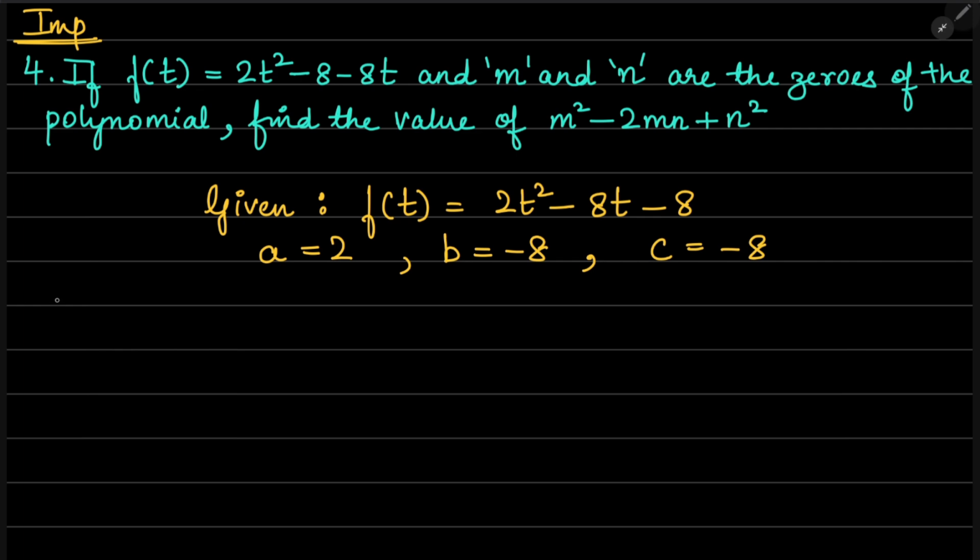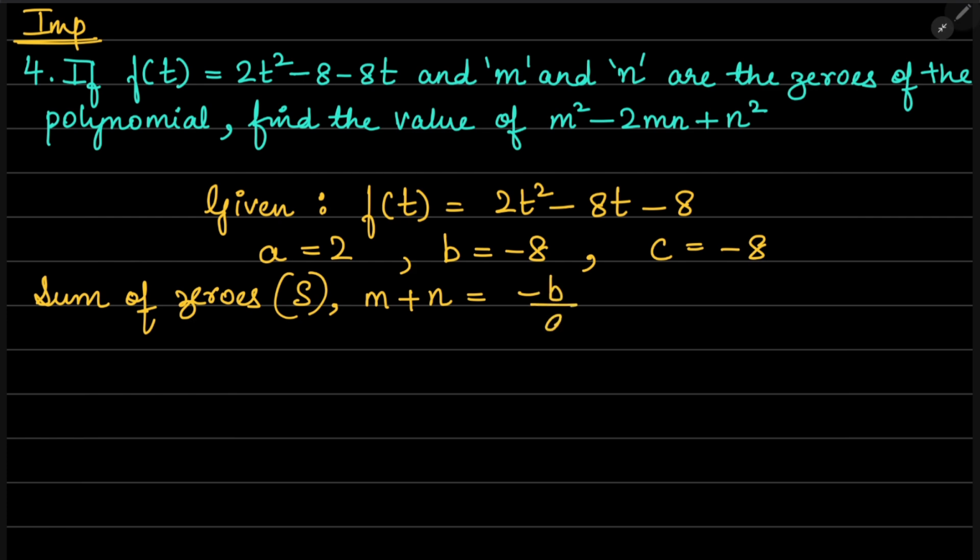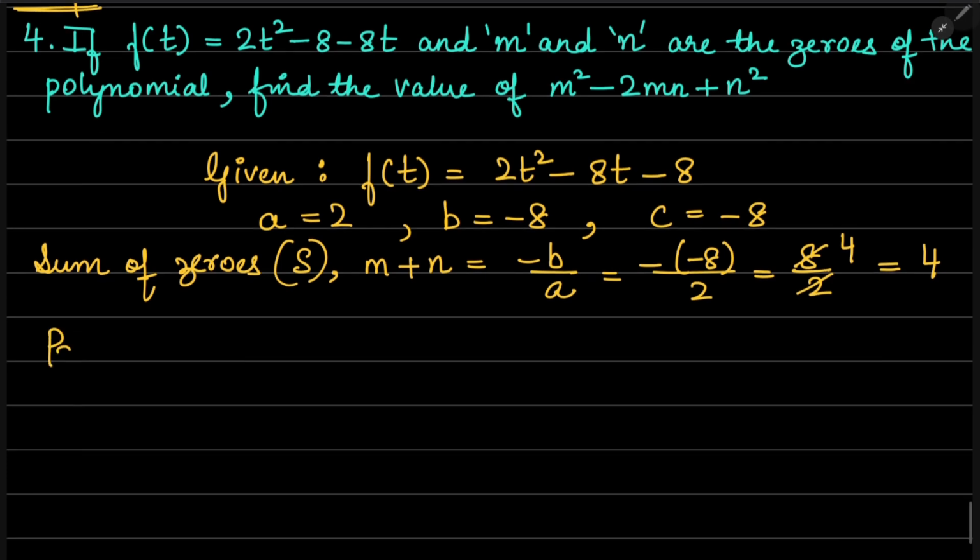Right? Let us calculate first of all the sum of the zeros. What are you given? You are not given alpha, beta. Here you are given m and n. So m plus n is equal to, the formula is minus b by a, because we have to relate both zeros as well as the coefficients. Minus belongs to the formula and b is nothing but minus 8, divided by 2. So it's nothing but 8 by 2, which is nothing but 4. So the sum of the zeros is 4. Similarly, let us calculate the product of the zeros.